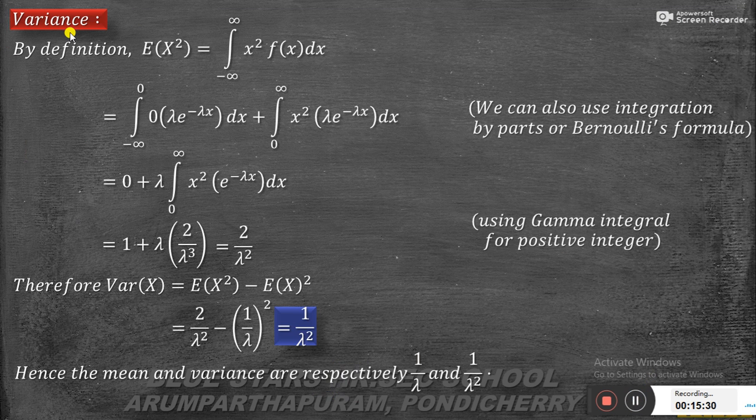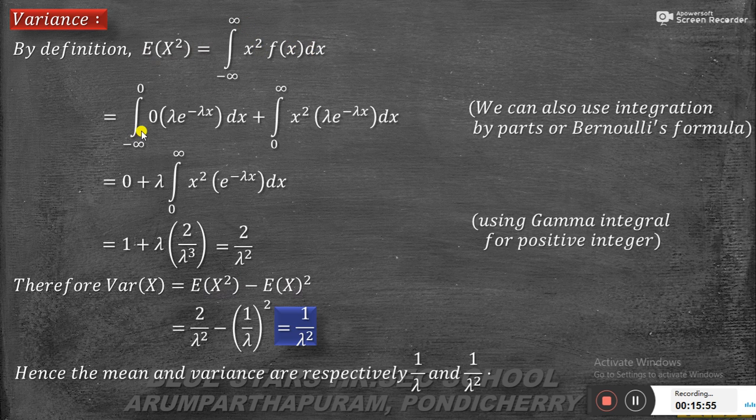Next we calculate the variance. The formula is variance equal to expectation of x square minus expectation of x whole square. First I calculated the expectation of x. Now we calculate the expectation of x square. Expectation of x square equals integral from minus infinity to plus infinity of x square f of x dx.